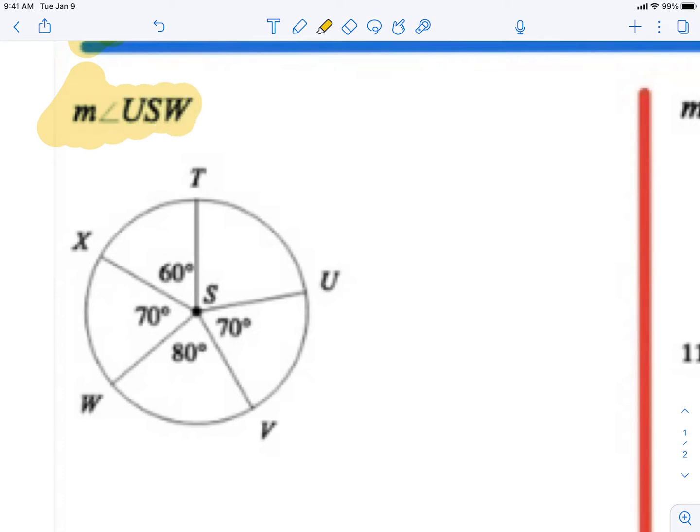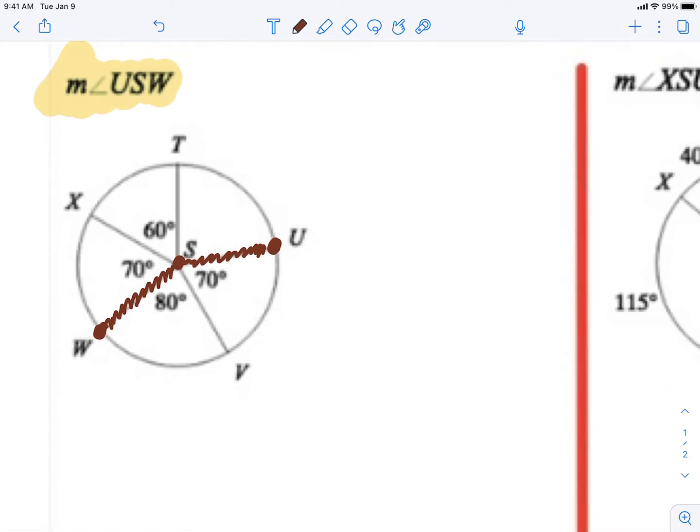So let's look at our first example, which says we're going to find angle USW. How much is this angle right here? It goes all the way there. Well, if you notice, that angle right there has 80 and 70. So what is 80 plus 70?